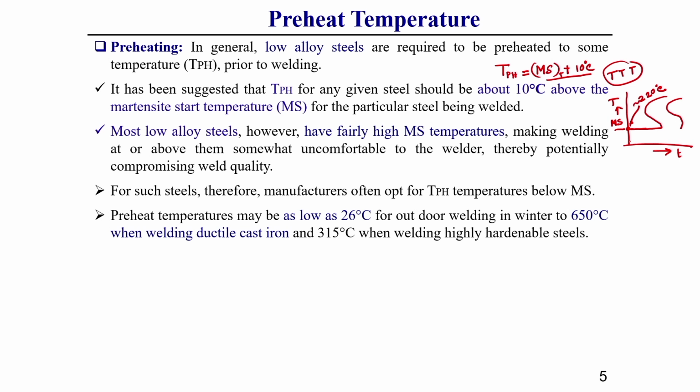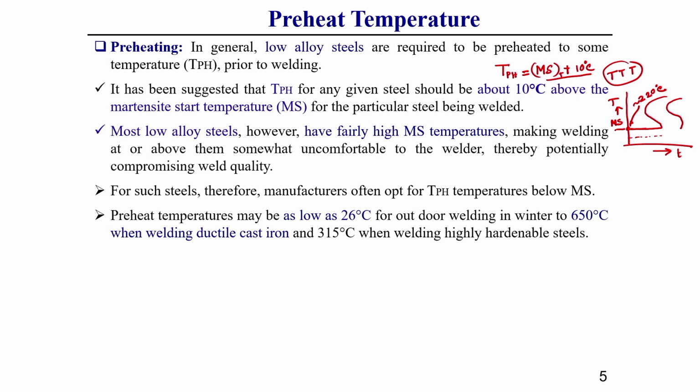After that, generally here you get MS 50, that means 50% martensitic transformation, and MS 90. These types of temperature lines you can get below this martensitic starting temperature. You should keep this in mind. Now, in the case of low alloy steel, it is suggested that the temperature should be above this martensitic starting temperature. And what is this above temperature range? It is around 10 degree centigrade above the martensitic starting temperature.